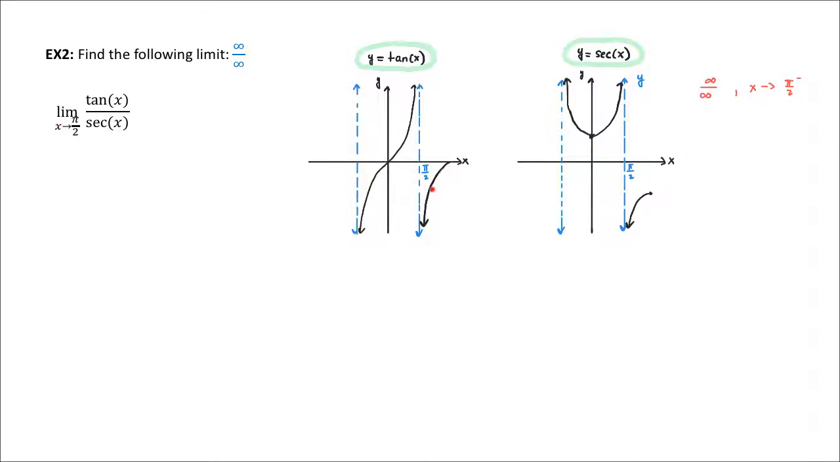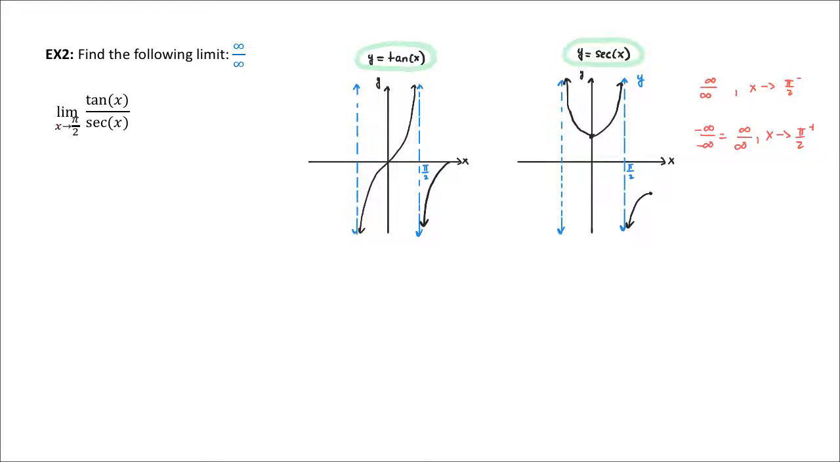As x approaches pi over 2 from the right, tangent is approaching negative infinity. And as x approaches pi over 2 from the right, secant is approaching negative infinity. So then again, I have negative infinity over negative infinity, which is infinity over infinity as x approaches pi over 2 from the right. So in both cases, I get the indeterminate form. That means that, again, I can make no conclusions based on this indeterminate form. So let's do some algebra.